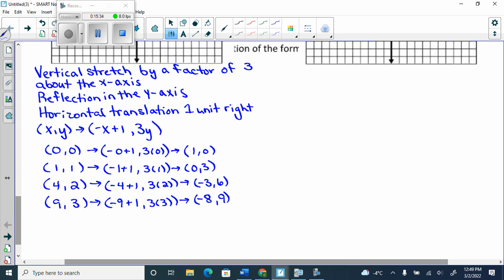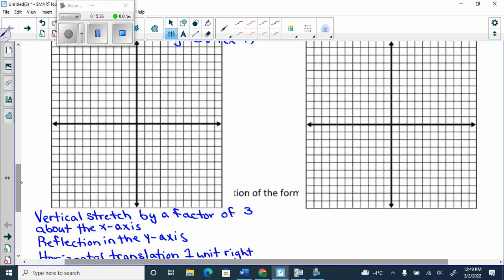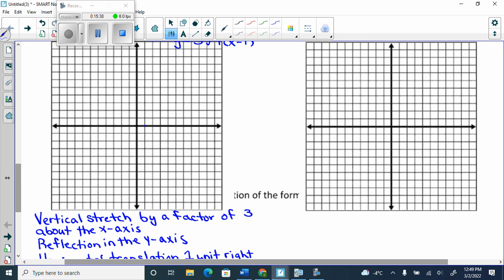So I'm going to plot 1, 0, 0, 3. Why is it going this way? What the heck's happening here? Why is it heading that direction? What transformation would cause it to go the other way? It's a reflection in the y, right? So instead of going this way, it's making it go that way. Okay, so that makes us feel better.